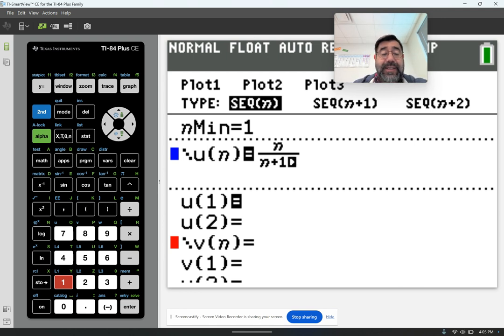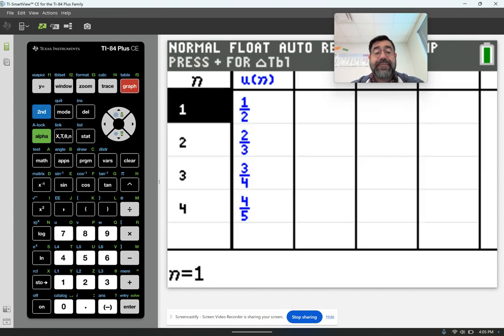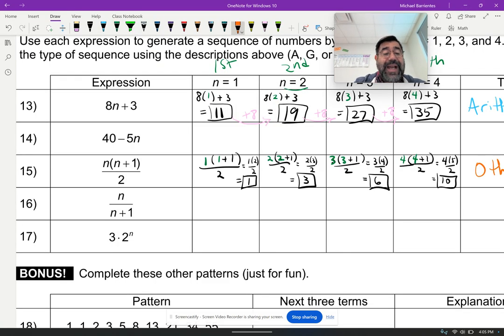I think that's what I need. Let me see if it gives it to me. I'm going to go to the table, second graph, and it does. It gives it to me. So the first term is 1/2. The second term is 2/3. The third term is 3/4. The fourth term is 4/5. Oh, I can get the answers a lot quicker by letting the calculator do the work for me.